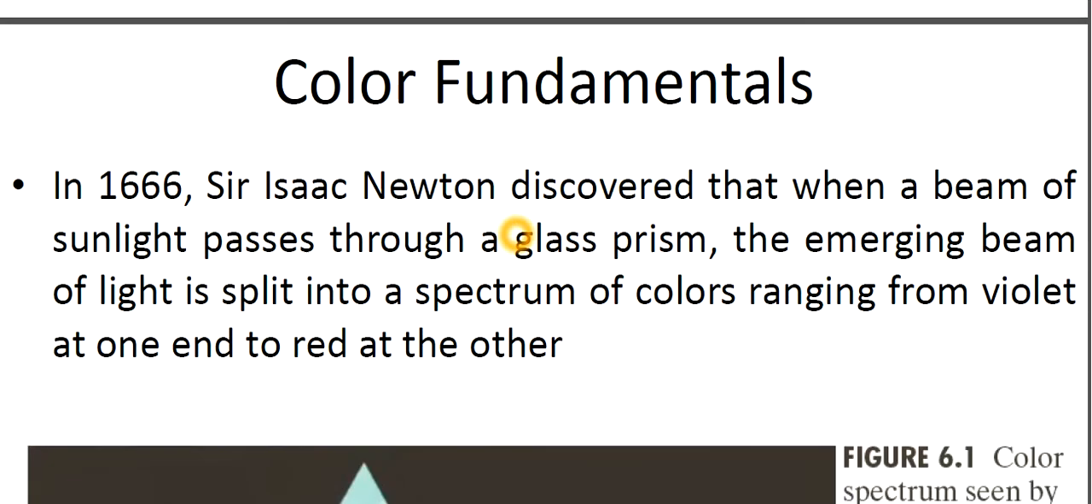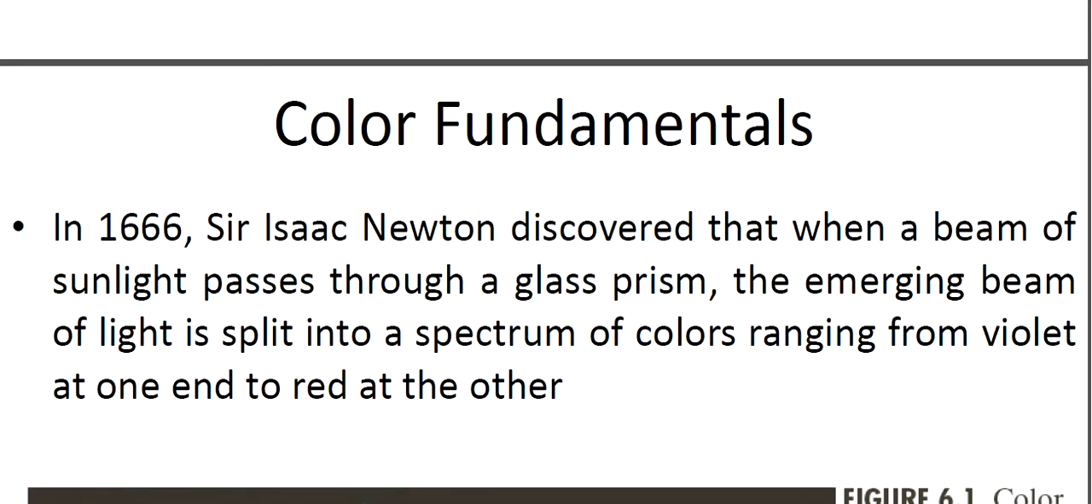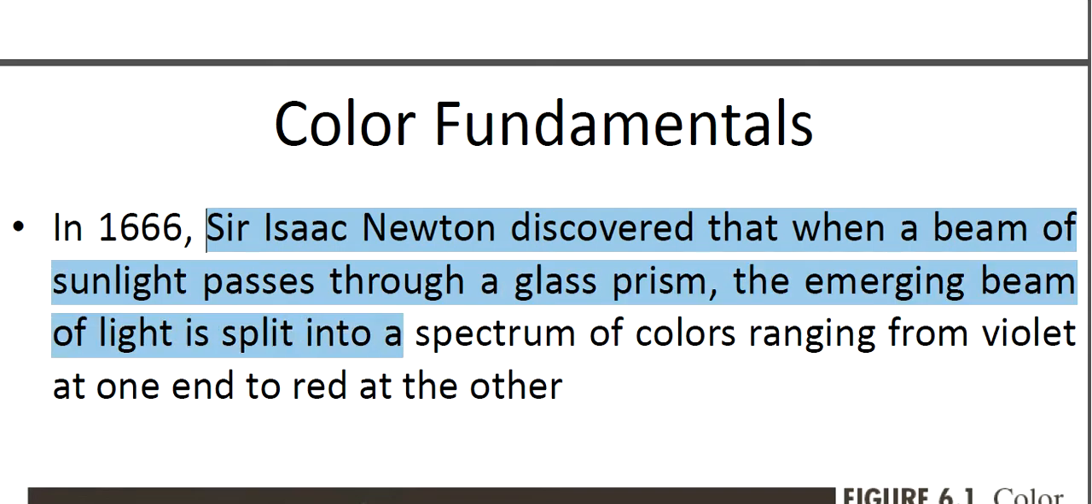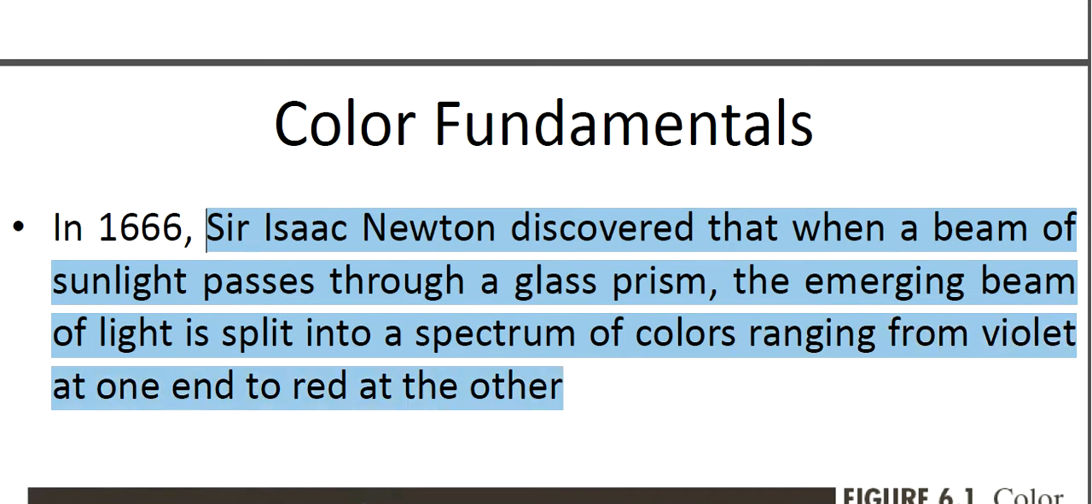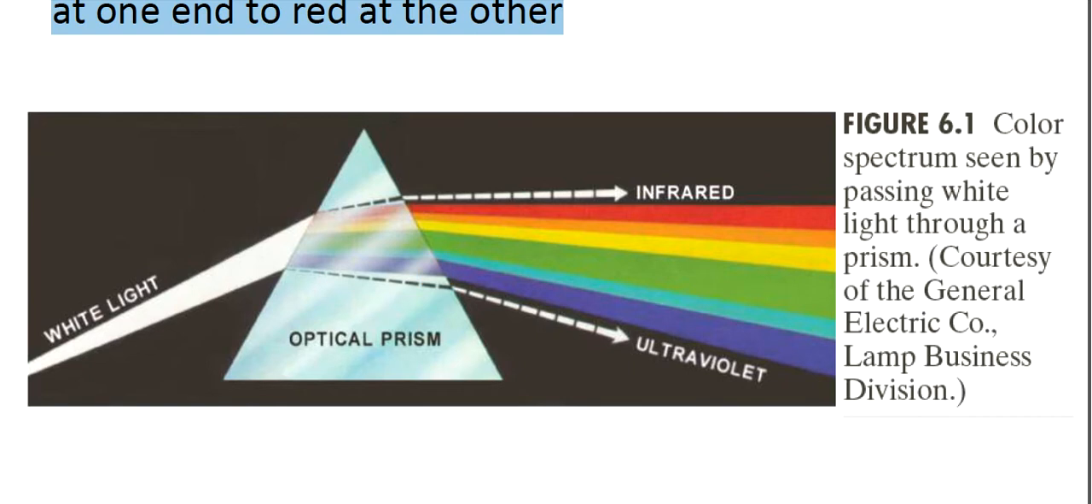Now, in 1666, Sir Isaac Newton discovered that when a beam of sunlight passes through a glass prism, the emerging beam of light is split into a spectrum of colors ranging from violet at one end to red at the other. Okay, so you all know about Sir Isaac Newton. So this is the actual experiment. You see, this is the light coming through this optical prism, and you will see the different colors. So this is the color spectrum seen by passing white light through a prism.